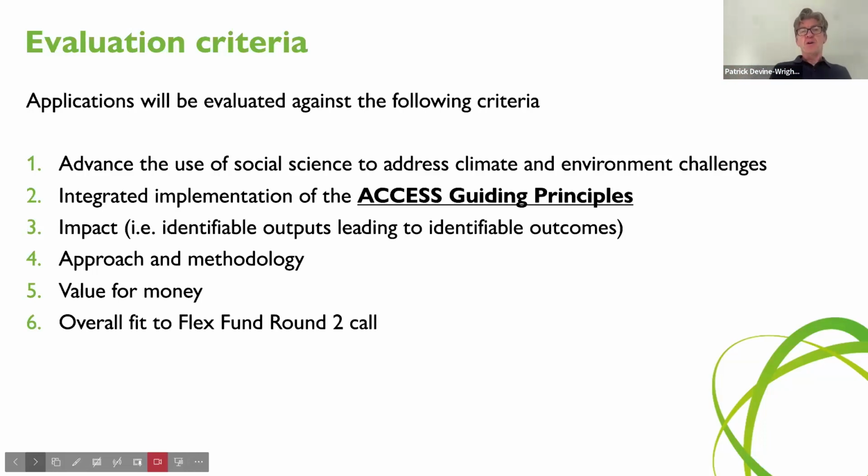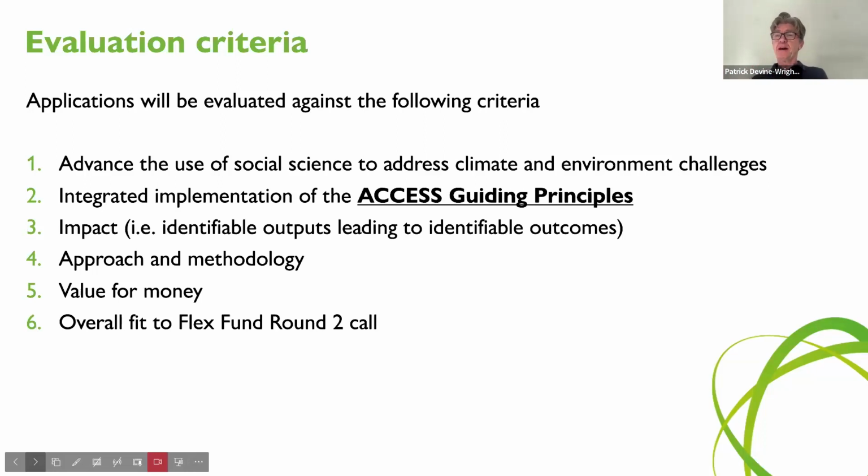Basically, the six here are advancing the use of social science to address climate and environment challenges. I mentioned that as the overall ACCESS goal, so it's also the Flex Fund goal. So advancing the use of social science. We have also made the integrated implementation of the guiding principles a key criterion in its own right. And the key word there is integrated implementation. We don't want you to be doing them in silos. We want you to be doing them in concert, in an integrated manner.